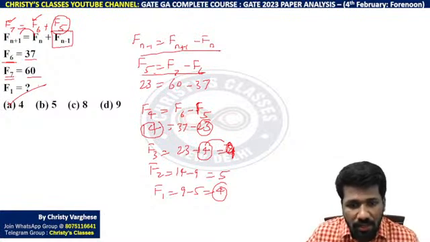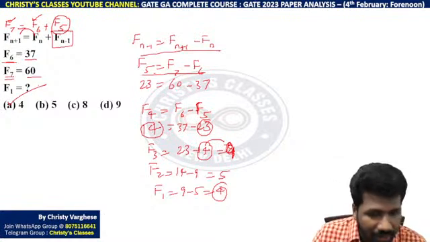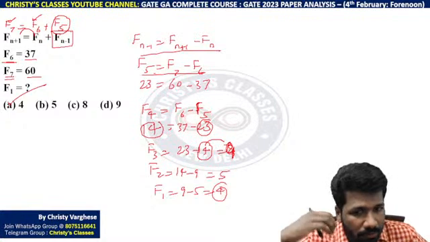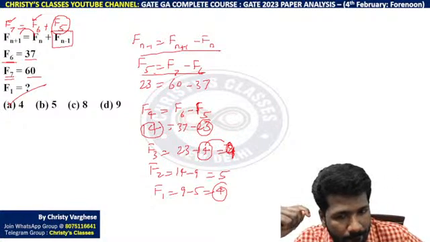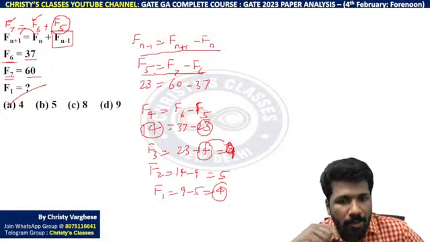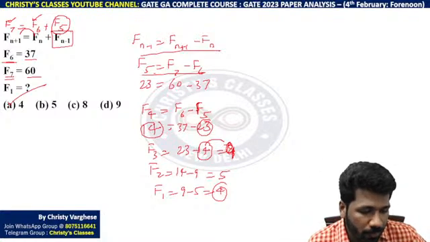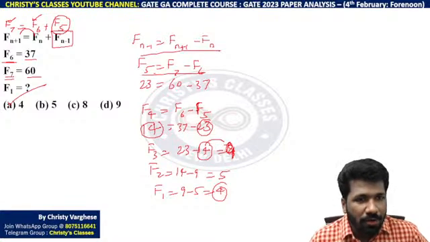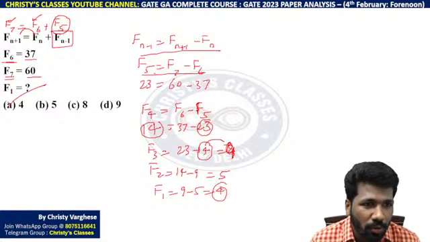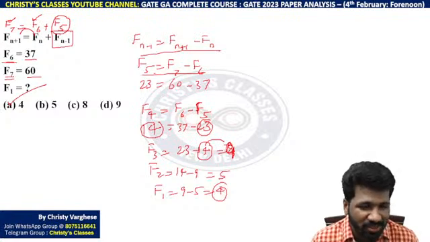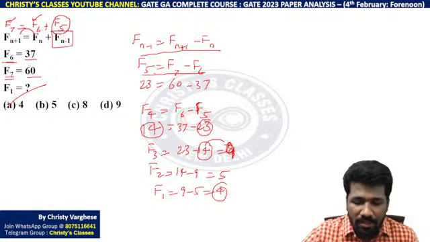9 minus, no Selva, it will be 9 minus 5. 9 minus 5, right? Because 5 is f of 2. So very good question. Easy only, but when you see it first it looks very complicated, but it is so simple. So that is clear.